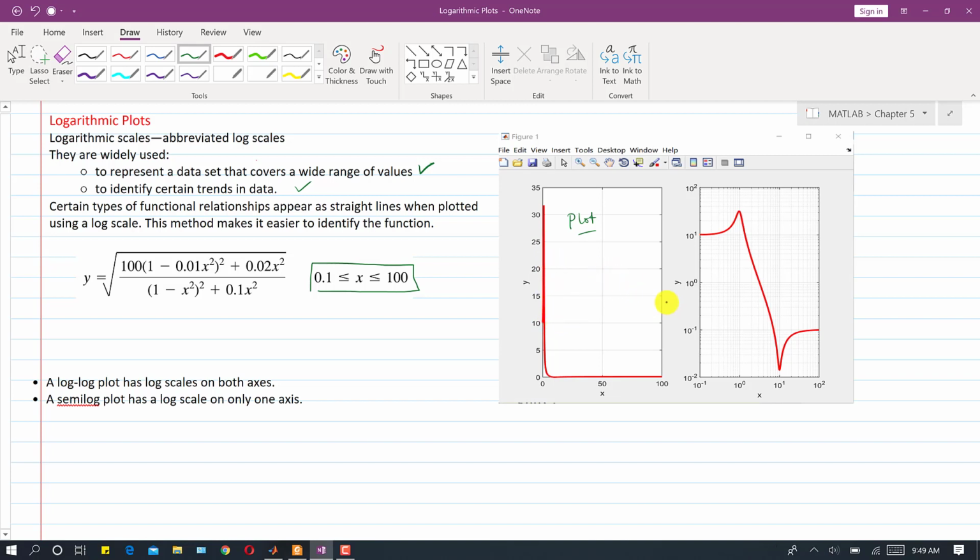So what we do is plot a log plot. In MATLAB we use logarithmic plots in order to identify trends over a wide range of values. Now this is the logarithmic plot. Here we can see that this is 10 raised to minus 1, so actually this is 0.1. From 0.1 to 1 we can see the trend, but in the simple plot, from 0.1 to 1 nothing is visible.